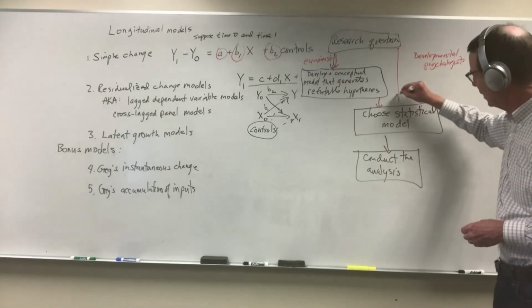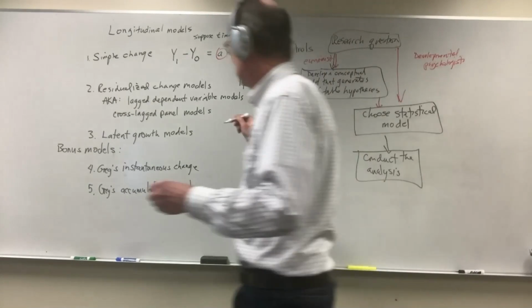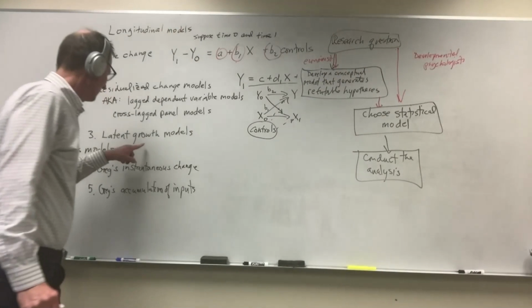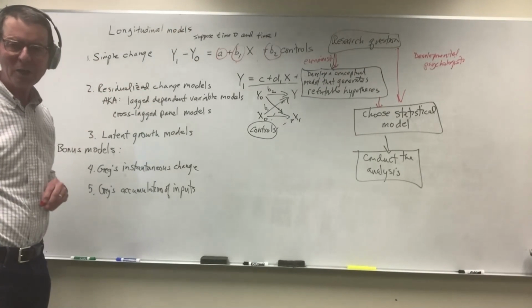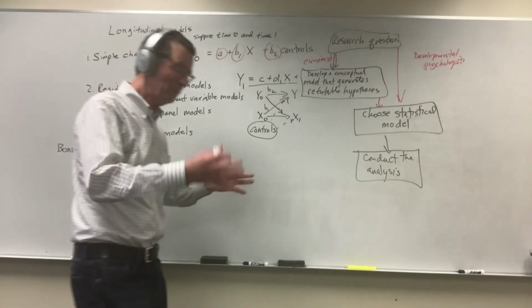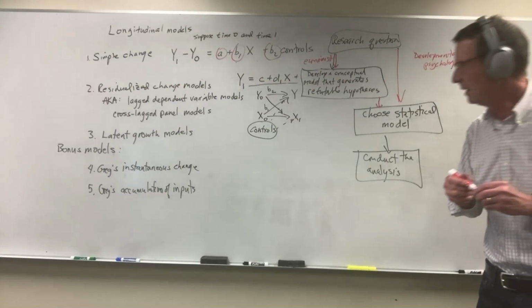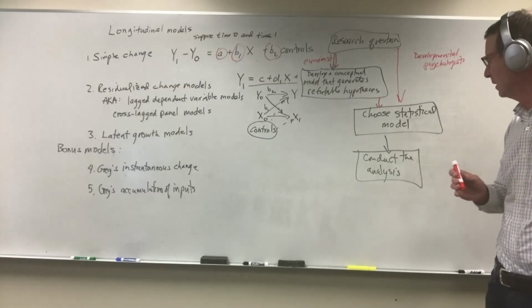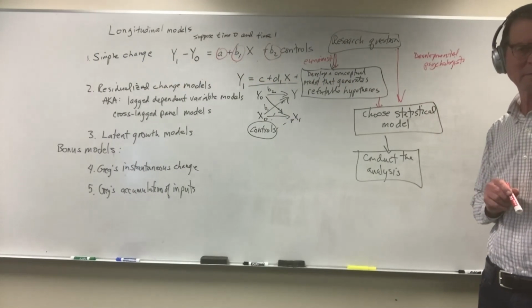And they just jump right to choosing a statistical model, right? I've got longitudinal data. Let me do a latent growth model. Let me do a residualized change model. Because people estimate those kinds of models, and I've got data that can be used in those kinds of models. But leaving out this step has its costs.